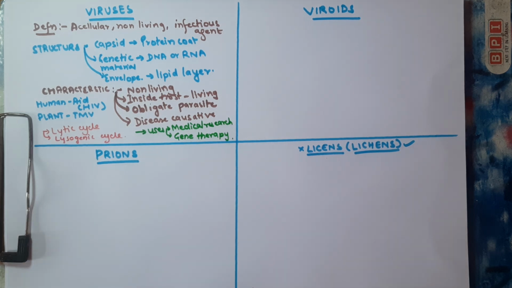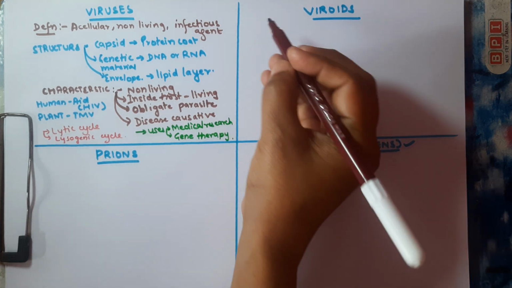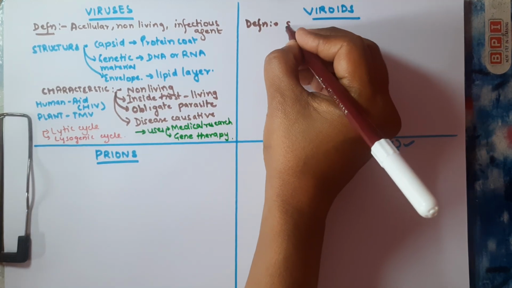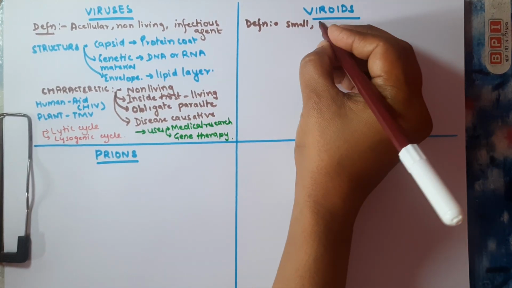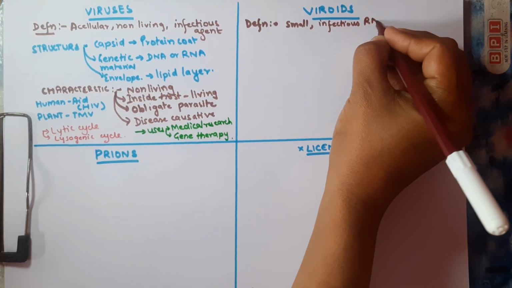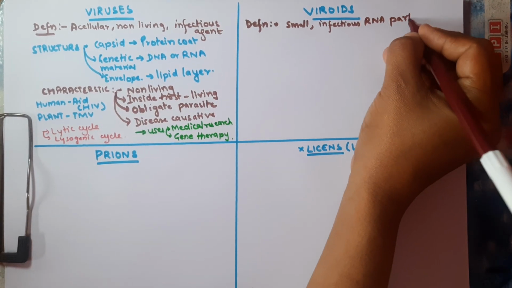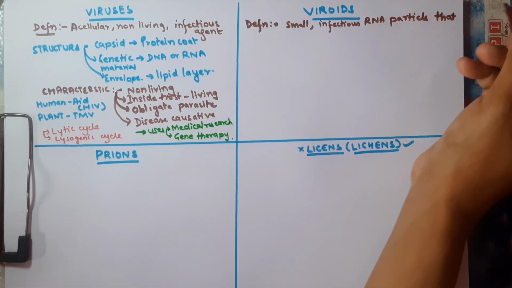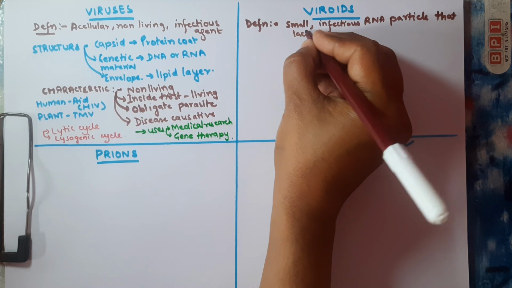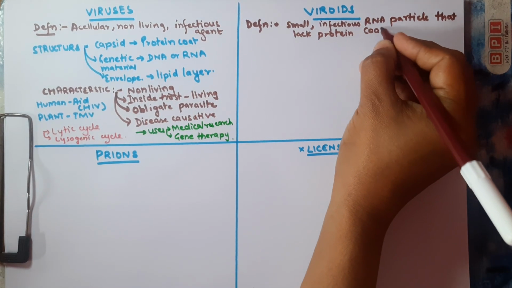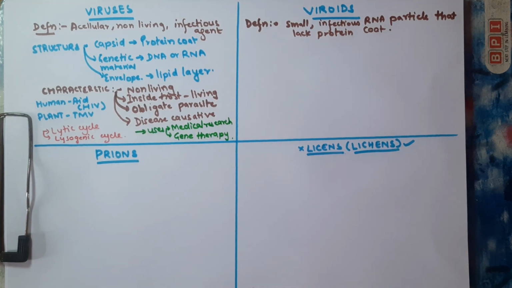Now quickly let's come to the viroids. First of all, we will again learn the definition. Viroids are small infectious RNA particles that lack the protein coat. So if somebody asks you to define the viroids, you have to write: these are small infectious RNA particles that lack the protein coat.